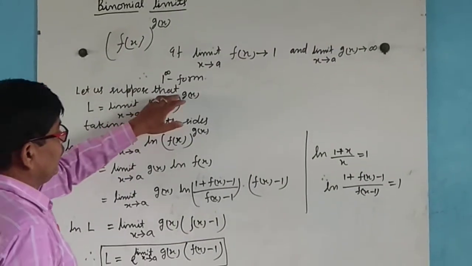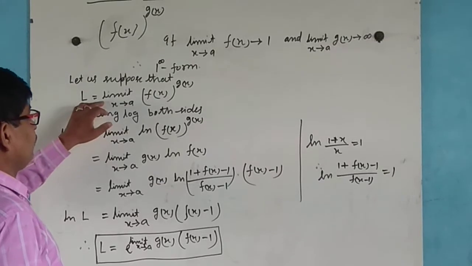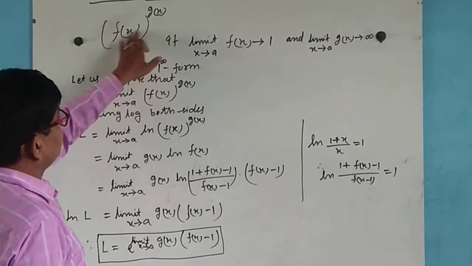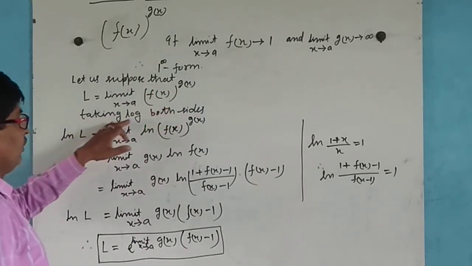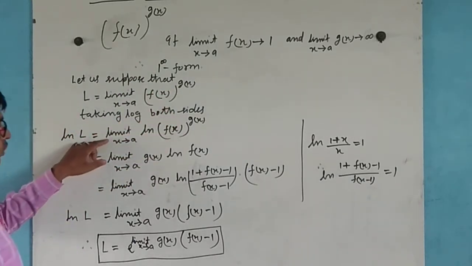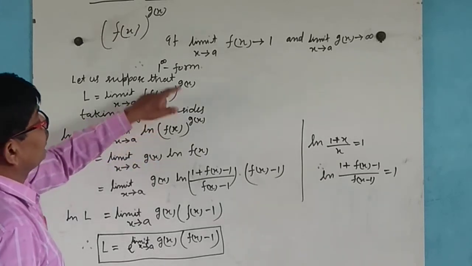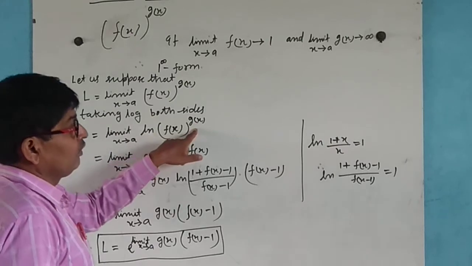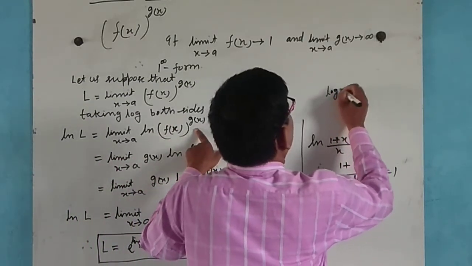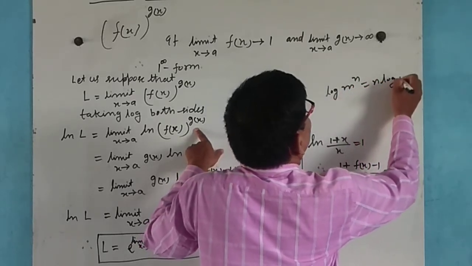Let us suppose that L equals limit x tends to a f(x) to the power g(x). Taking log on both sides, ln L equals limit x tends to a ln of f(x) to the power g(x). Here, log m to the power n equals n log m.